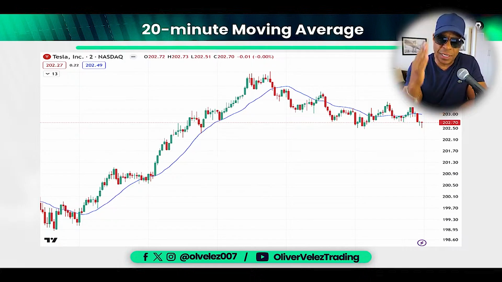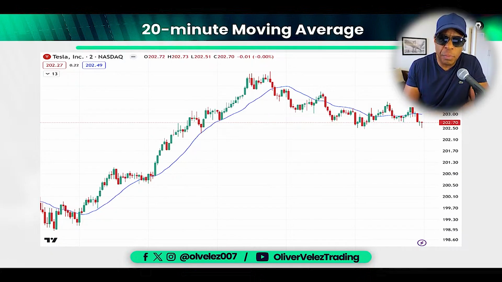What you see here is a simple 20-period moving average on the chart. Now, the thing I will mention that's important about the 20-period moving average is that its greatest use is as a trend, as a trending mechanism.